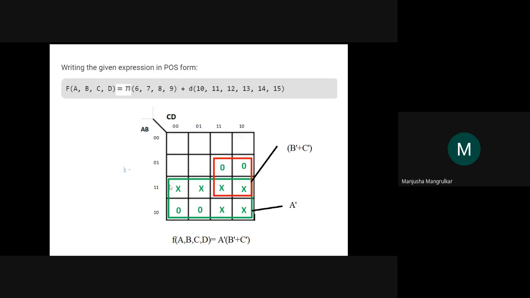But we can do it with a maximum of octal groups. If we are pairing these four, we'll get a two-variable equation, right? So we will reduce with eight. We can do it by pairing with eight columns, so we'll reduce one more variable, and we will get only one variable.